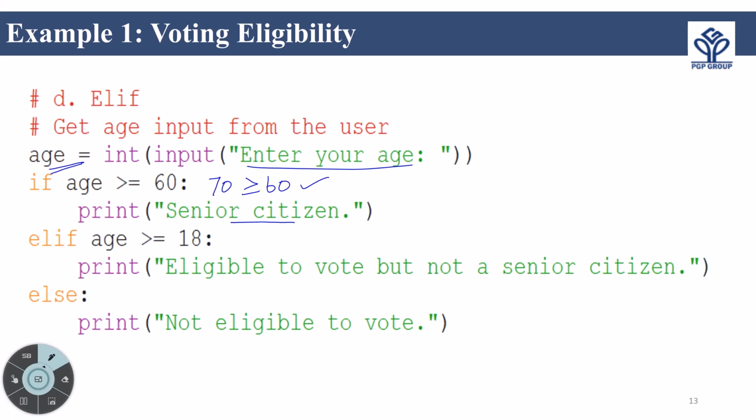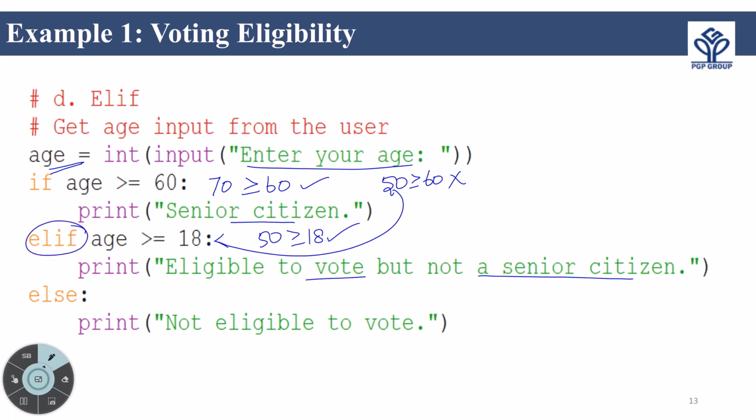Otherwise, we are using 50 greater than or equal to 60. Is the condition true or false? False. So this directly comes to this part. Okay, to check 50 greater than or equal to 18. This is true. So eligible to vote but not a senior citizen. These are the same conditions, but with some difference from these types.